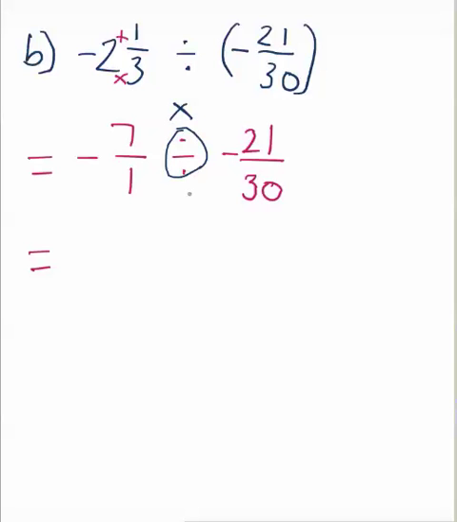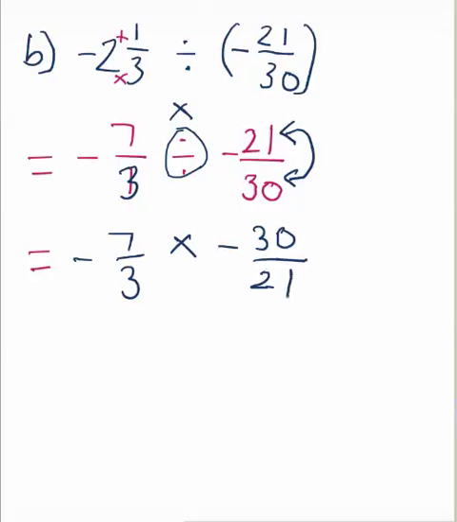To do this, I have to flip 21 and 30. Now, don't forget the negative that's sitting there. So I've got negative 7 over, oh, sorry, I don't know why I put 7 over 1, sorry. It should be 7 over 3. Sorry about that. So negative 7 over 3 times negative 30 over 21. Okay, and now that I've done this, all I have to do is simplify before I multiply, and I'm done.